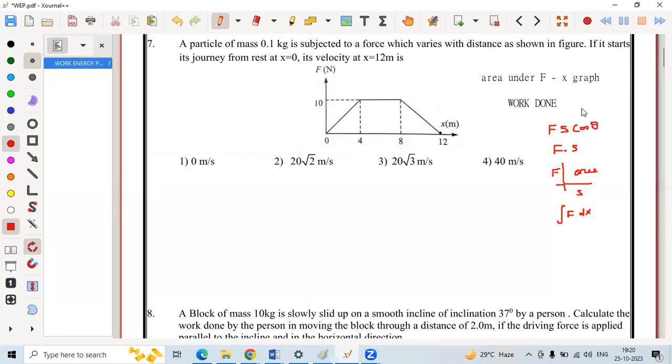Right? So these are all different ways of finding work done. Based on the situation, I can choose Fs cos theta, or F dot S, area under Fs graph, integral F dx. Another formula, as you said, is change in kinetic energy. I'm just waiting for this formula from your side.